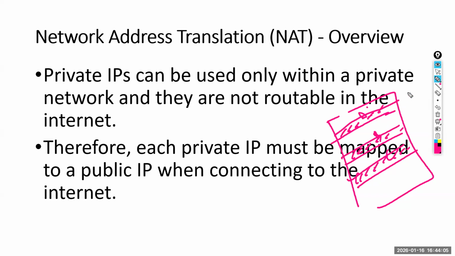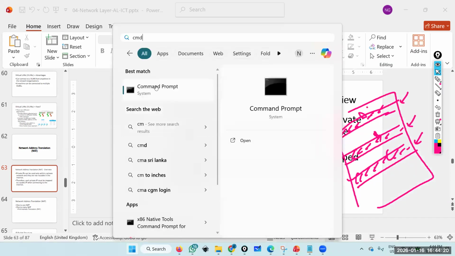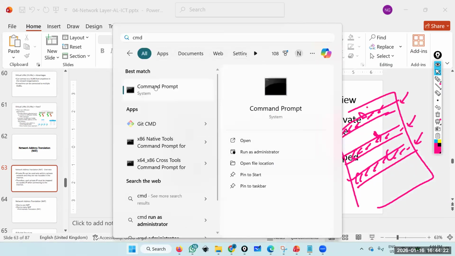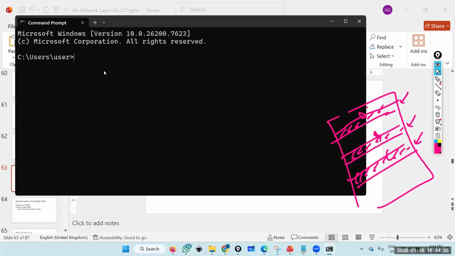So why do we have local IP addresses? Right? So for example, I will briefly explain what a local IP address is. For example, if I open a command line and type ipconfig.